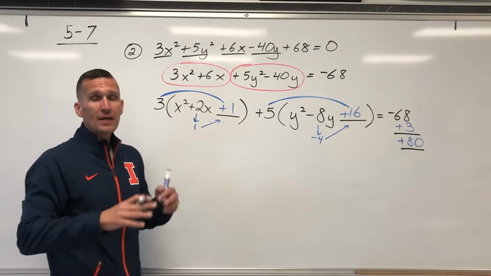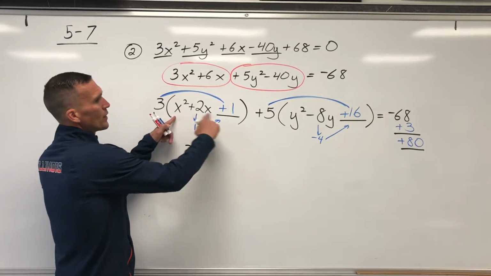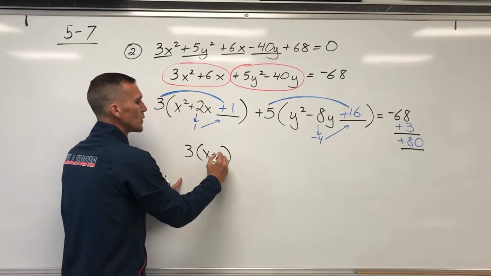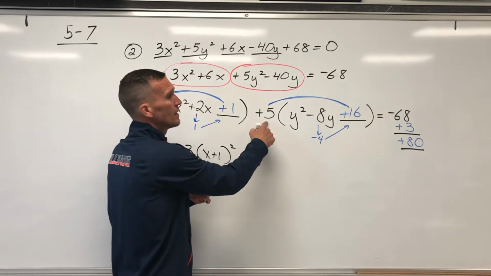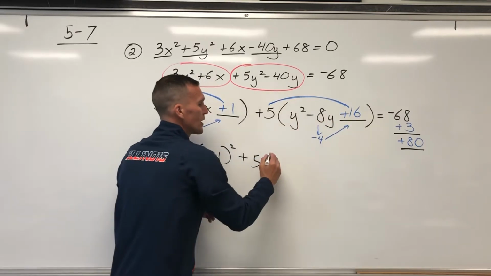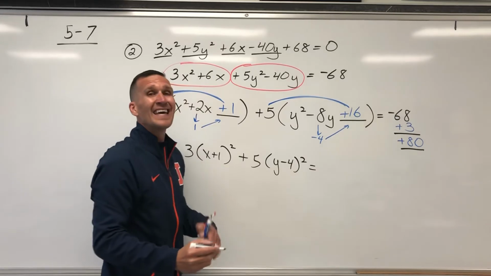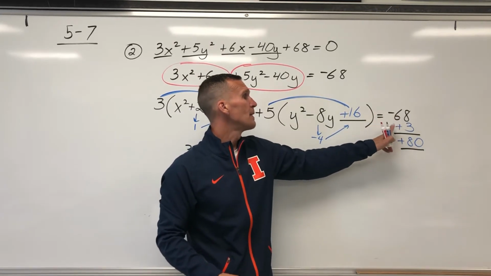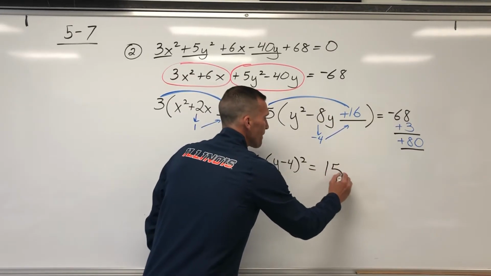Okay, now I can get almost to my final answer. I have 3, and those 3 pieces, the perfect square trinomial, becomes x plus 1 squared. I got plus 5, that stays right there. But these three terms, the trinomial, becomes y minus 4 squared equals, and then on the right side, I get my number total. Negative 68 plus 3 plus 80 is a total of 15.